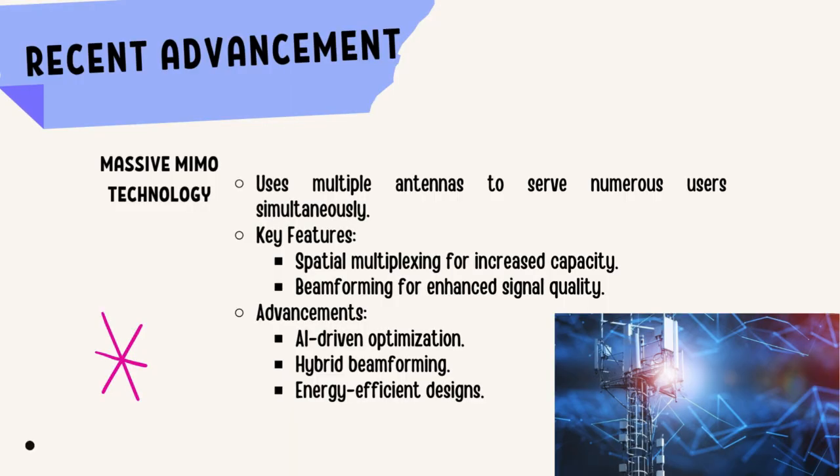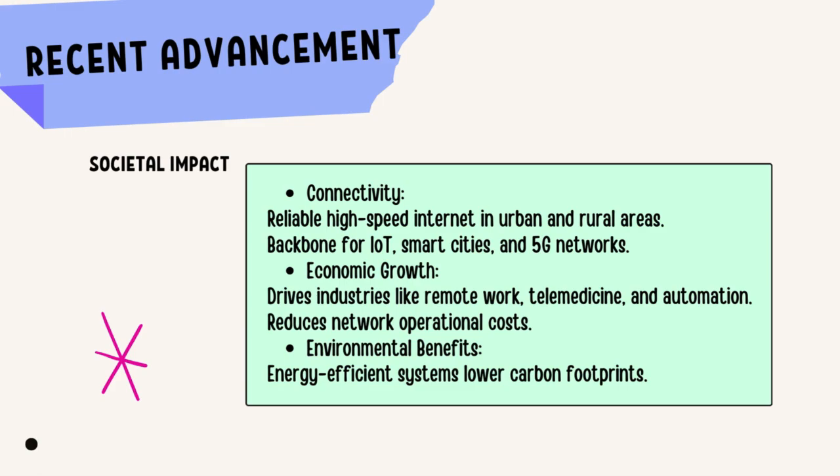Communication technologies have drastically evolved in recent years, shaping how we connect, work, and live. One groundbreaking advancement is massive MIMO, multiple input multiple output, which is transforming wireless communication. Massive MIMO uses multiple antennas to serve many users simultaneously, improving data rate and efficiency. Recent advancements include AI-optimized antenna configurations, hybrid beamforming for cost-effective performance, and energy-efficient designs like antennas that harvest energy from radio waves. Massive MIMO improves connectivity in rural areas, enabling technologies like smart cities and IoT.